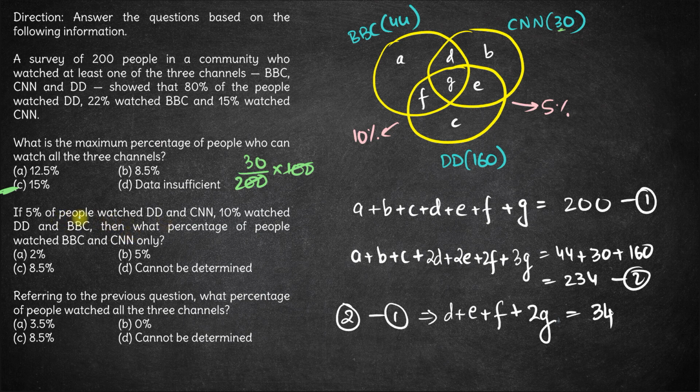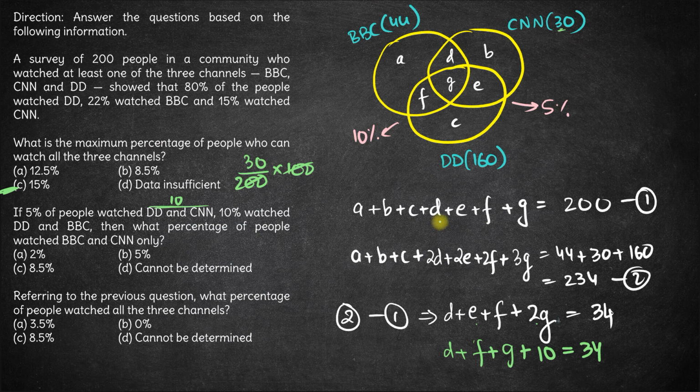Now let's come to this question. It's given that 5% of the people watch DD and CNN. 5% of 200 is effectively 10. So 10 people watch DD and CNN. DD and CNN together is effectively G plus E, right? So 1G plus 1E will give us 10.